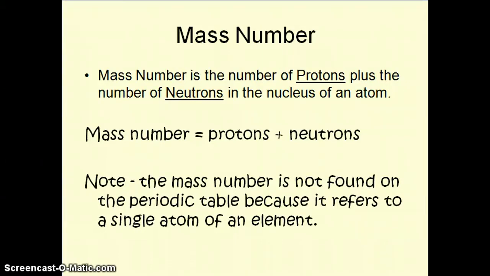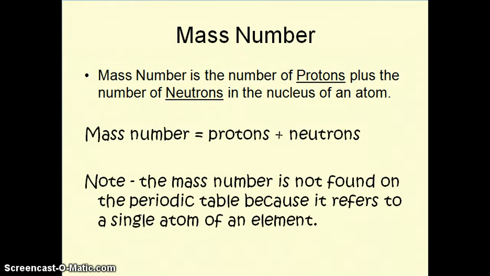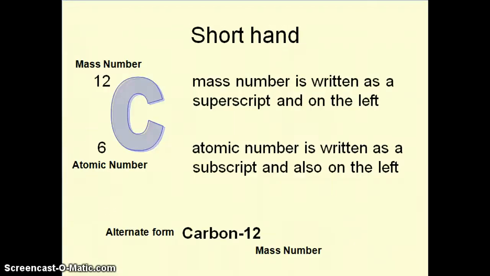So the mass number is the number of protons plus the number of neutrons in the nucleus of an atom. And note that it is a number, not a mass or an average. Because it is a number, it will always be an integer. So you can tell that the atomic mass on the periodic table is not the same as this number, because those numbers have decimal points. This number will not ever have a decimal point.